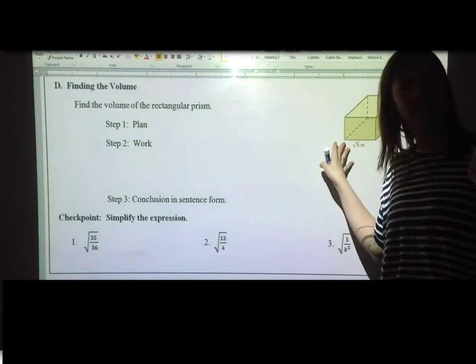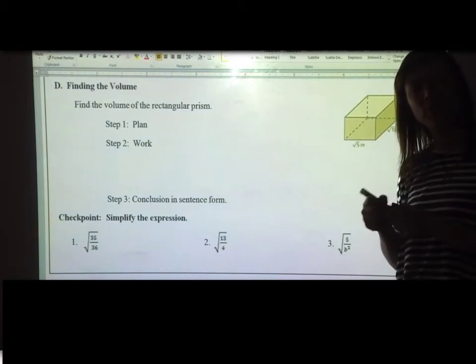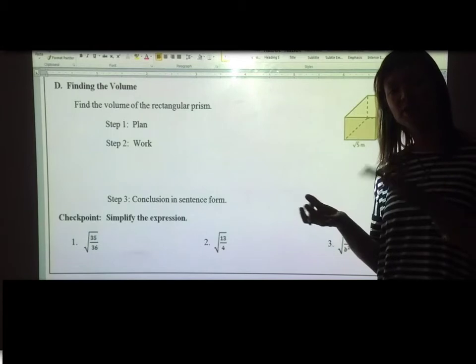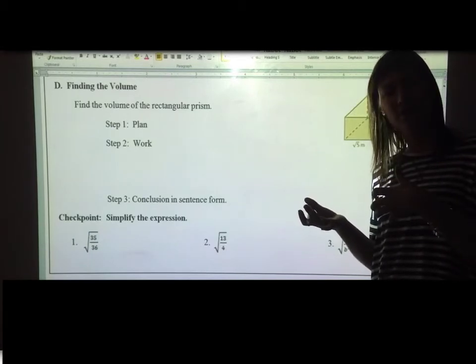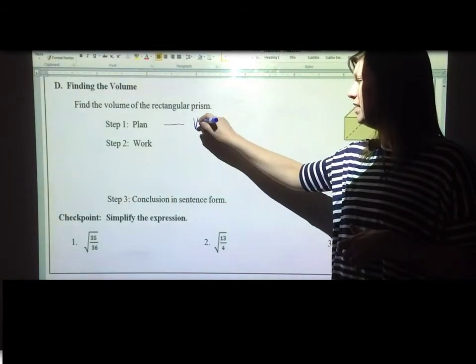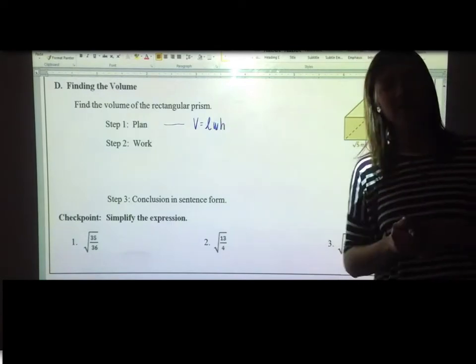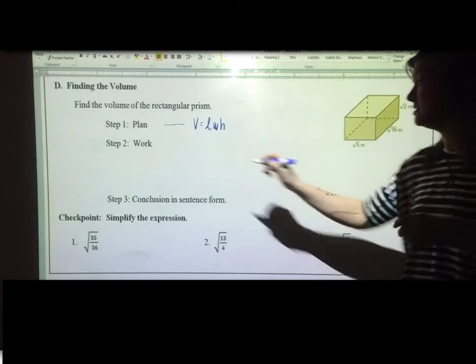So I have to think about what my plan is. And most often with geometry, your plan will be your geometric formula. And hopefully you remember the formula for volume of a rectangular prism. If not, in your planner, you'll find the math page. I believe it's on page 8 or 9. And your formulas are there too that you can use. So our plan is to use the volume formula, which if you remember correctly, is length times width times height in a rectangular prism.